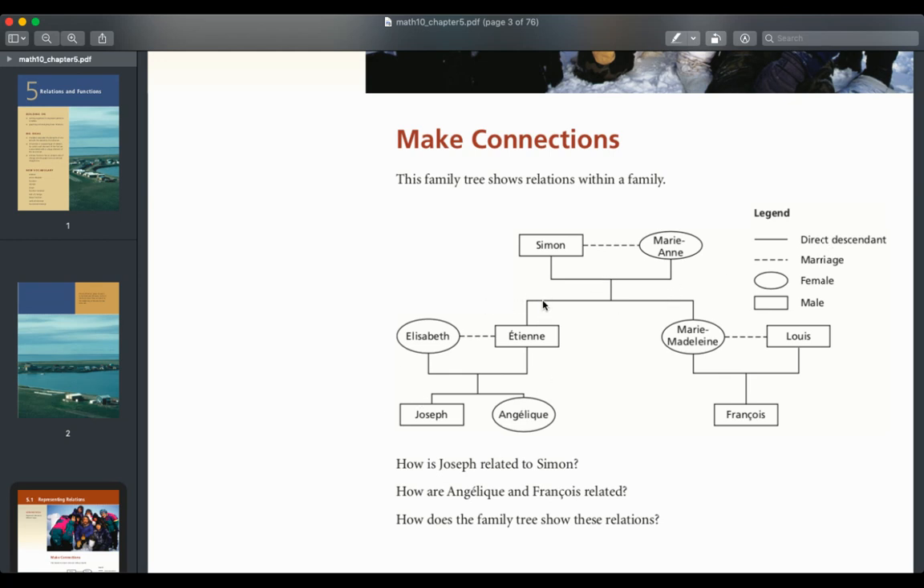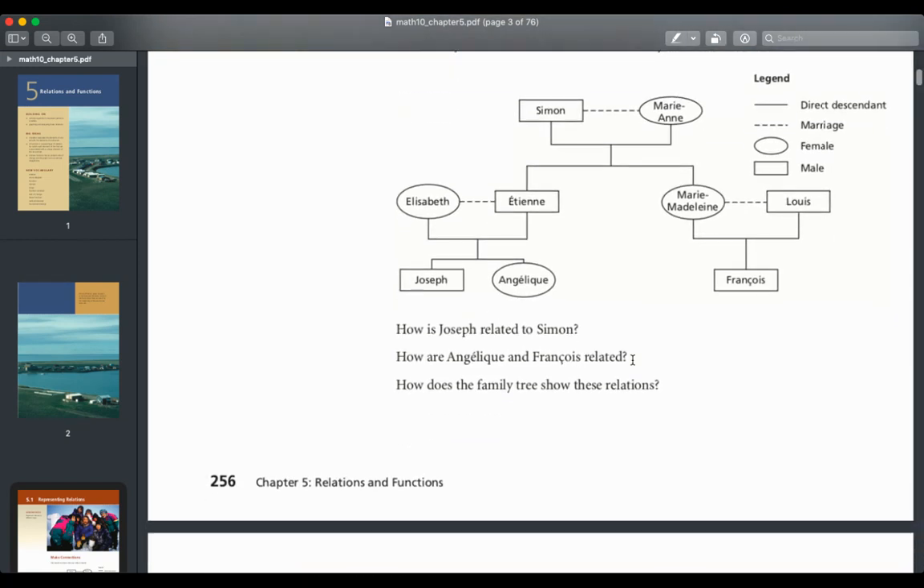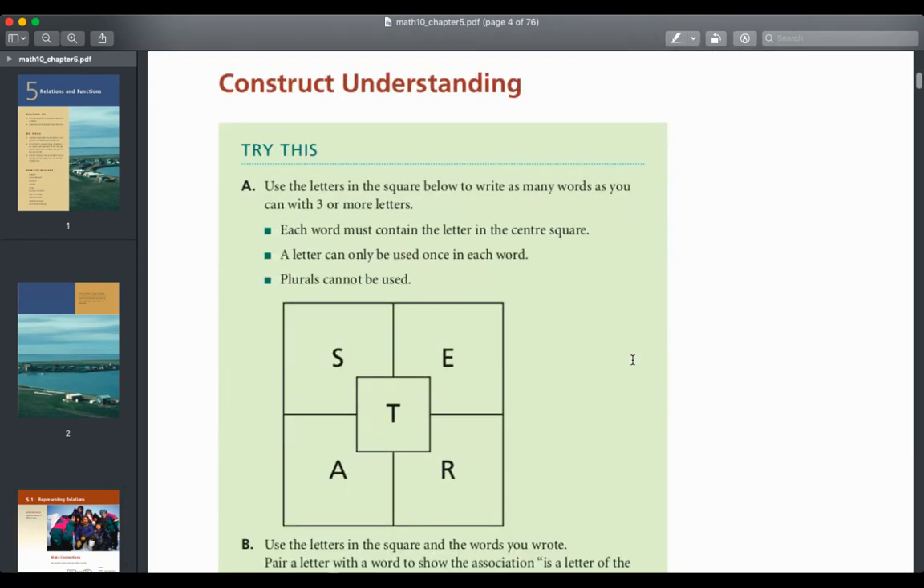And so you can look here and answer questions like, how is Joseph related to Simon? If you take a look here, Simon and Marianne are married and they have descendants, Etienne and Mary Madeline, and Etienne is married to Elizabeth. They have children. So Joseph would actually be Simon's great grandson, or Simon is Joseph's great grandfather. So this is an example of a way to represent a relation. There are lots of ways to represent a relation. I'm going to go through a few of them.